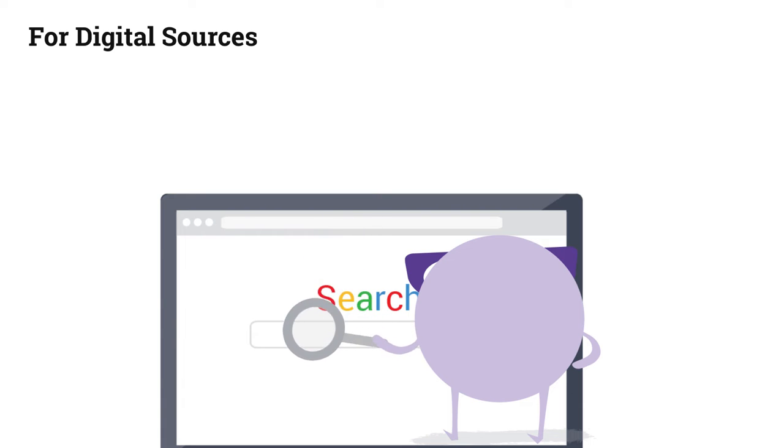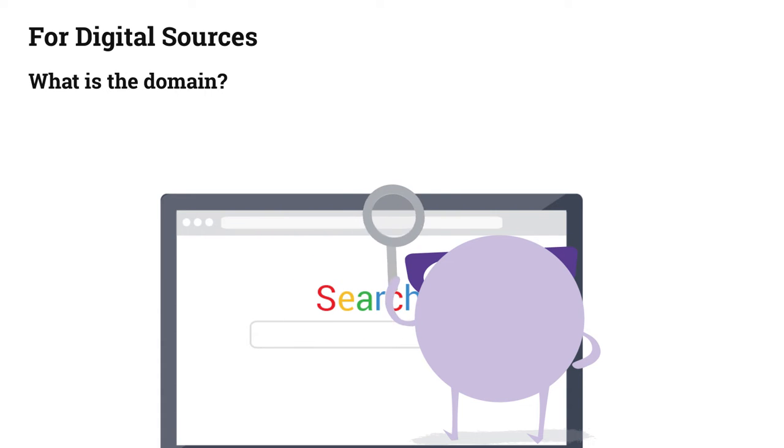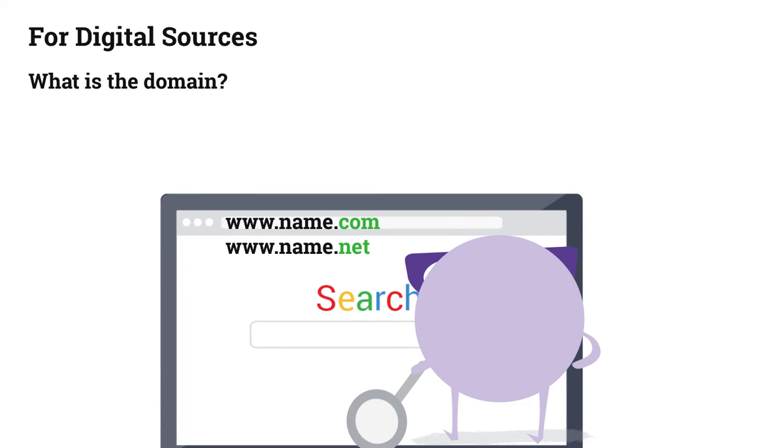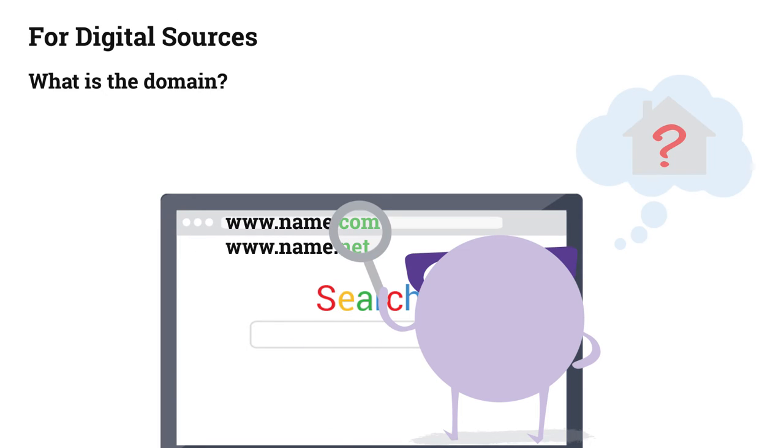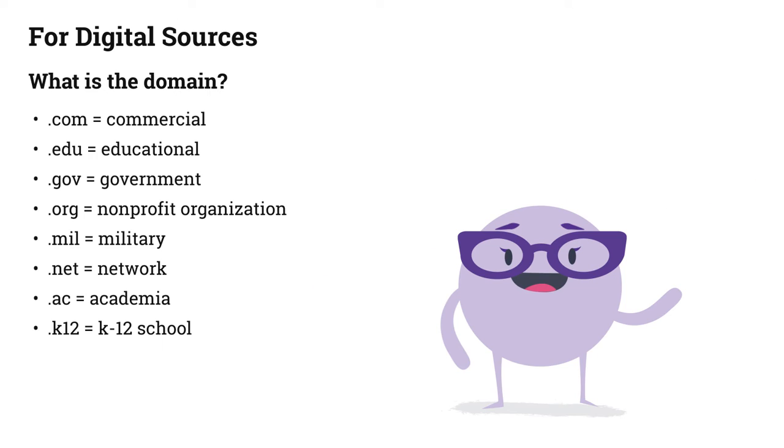For digital sources found online, an easy way to determine the origin is to review the domain. A domain is the last 3 letters of the URL after the organization's name. For example, you may be familiar with .com or .net. The domain reveals the type of organization which published the source, and some domains may be more credible than others. Let's take a look at this quick reference list.